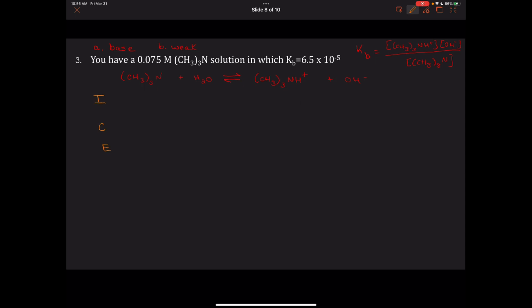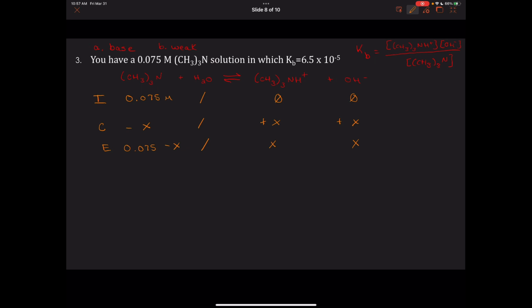So setting up our ice table, we're going to plug in our initial concentration. We don't care about the water, and our products are initially 0. My reactant will go down by X. My products go up by X. So at equilibrium, my base is going to be 0.075 minus X. And then my conjugate acid will be X. My hydroxide will be X.